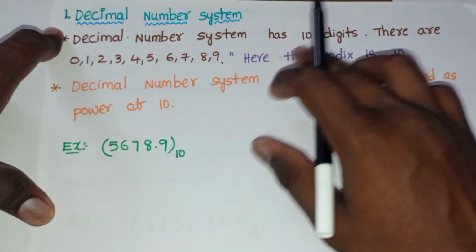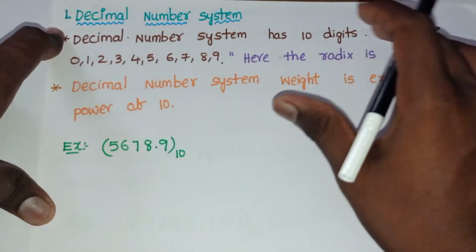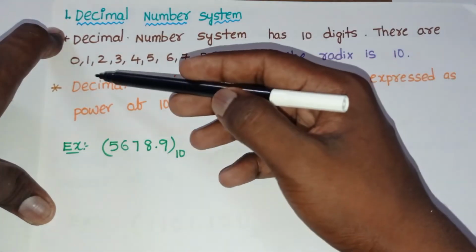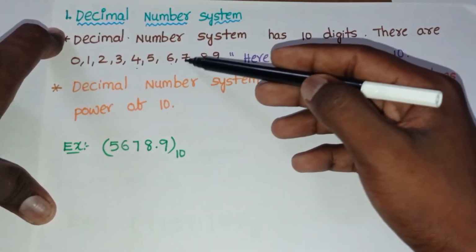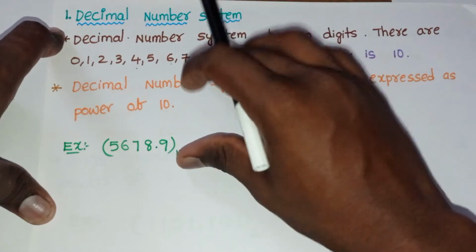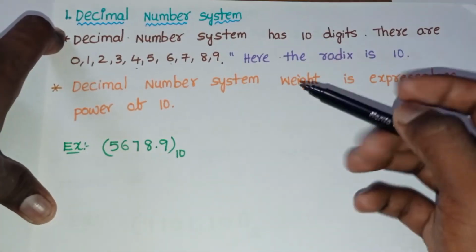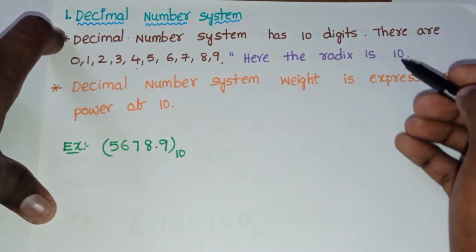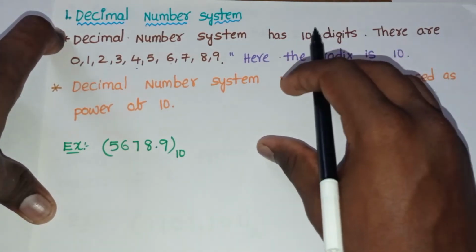Decimal number system has 10 digits, which means in decimal number system we have 10 numbers. They are 0, 1, 2, 3, 4, 5, 6, 7, 8, 9. That is, in decimal number system we have numbers from 0 to 9, and here the radix is 10. Radix is also known as base. The base of the number system is 10.